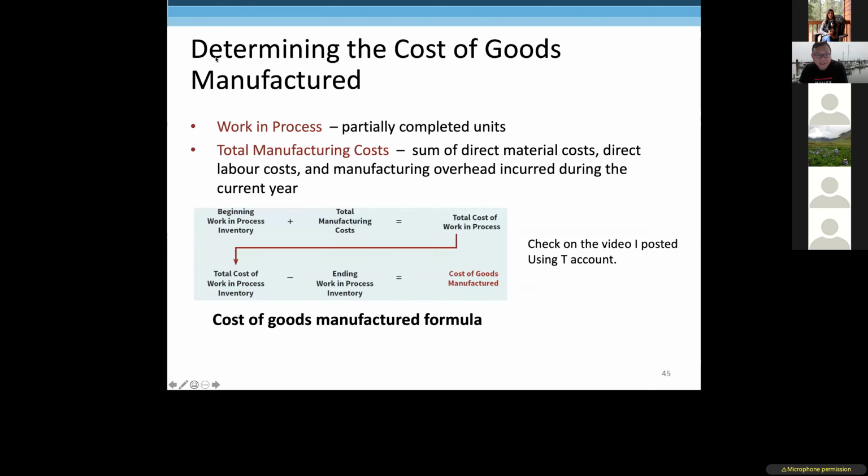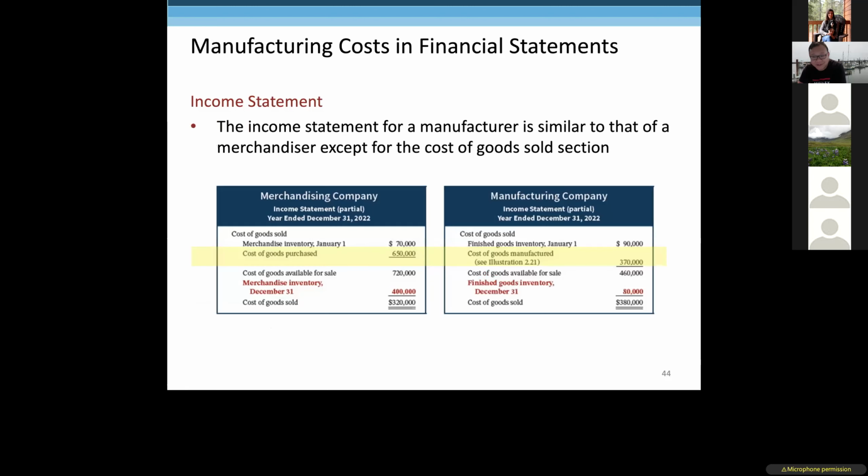This one is about determining the cost of goods manufactured, and please see my video. In this textbook they give you this method, but I think if you follow using the T account to do the calculation, it's more straightforward. So make sure you check the videos I posted yesterday. That teaches you how to calculate cost of goods manufactured and the cost of goods sold.